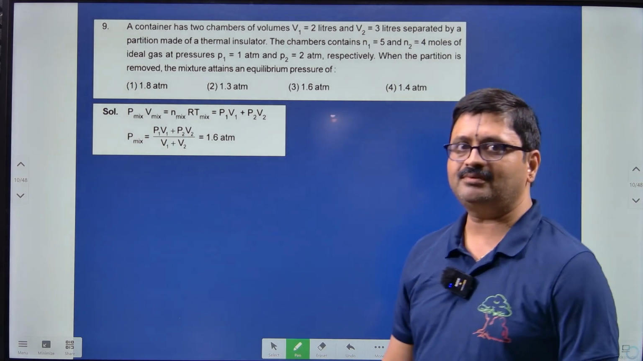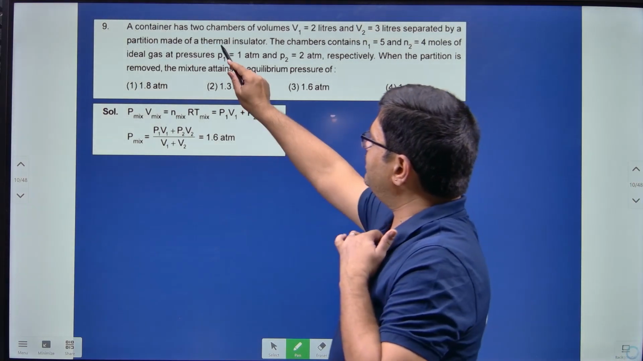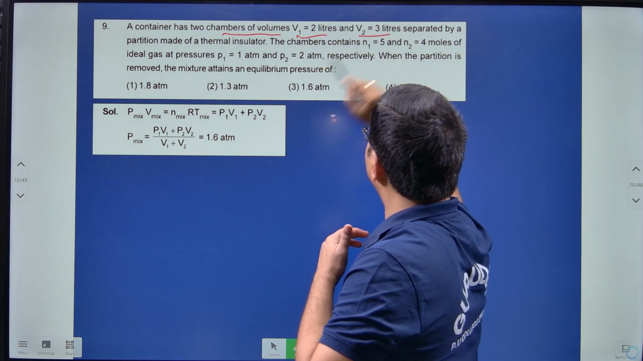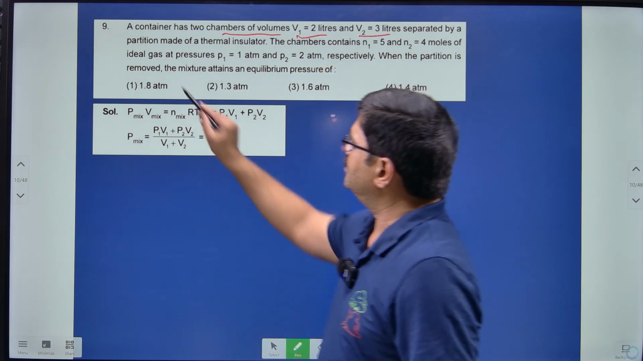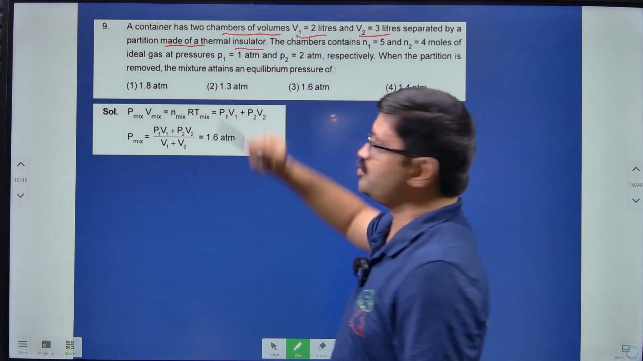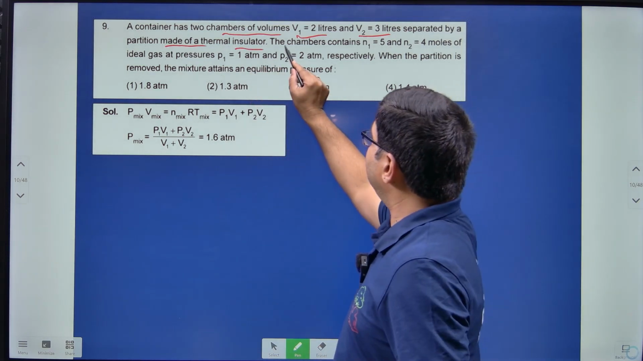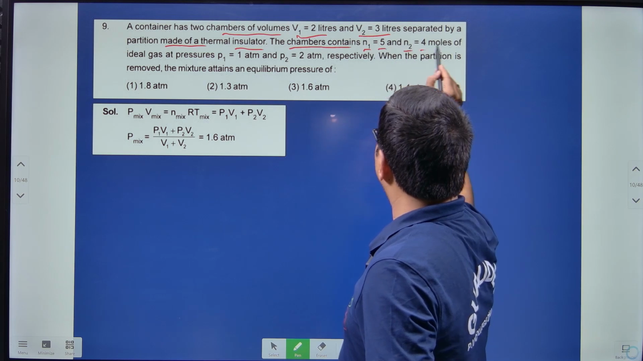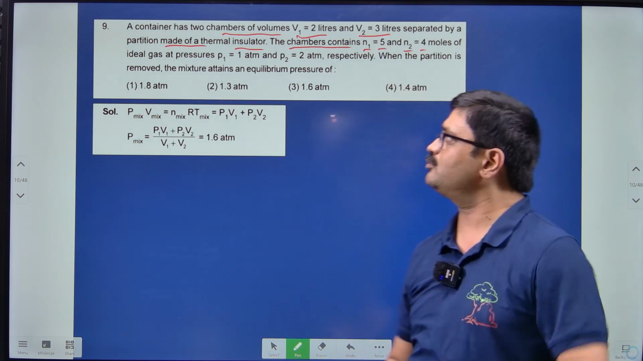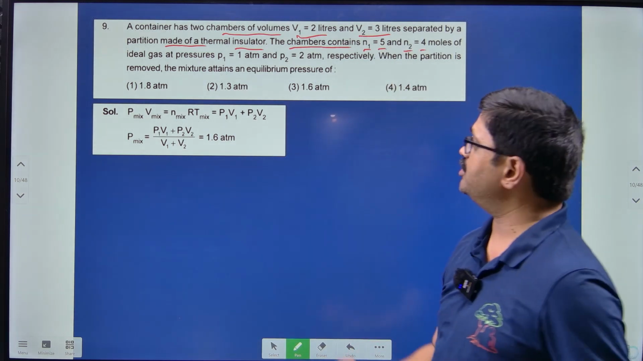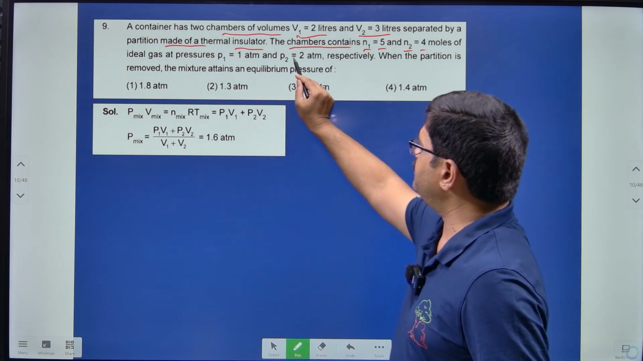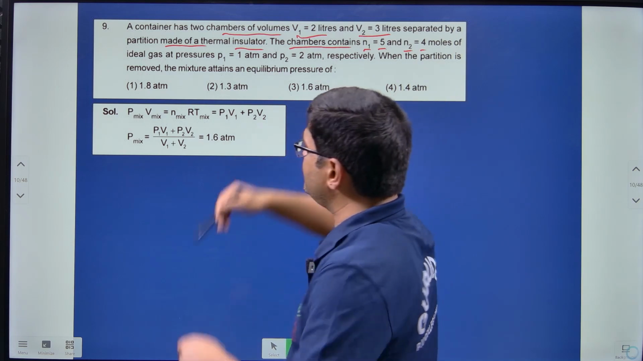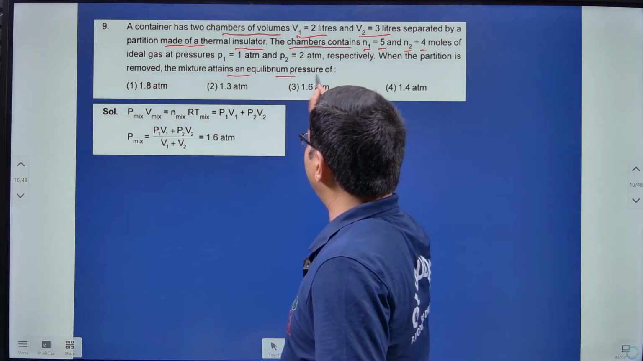Then moving on to the 9th question. A container has two chambers of volumes V1 equal to 2 liter and V2 equal to 3 liter, separated by a partition made of thermal insulator. The chambers contain N1 equal to 5 moles and N2 equal to 4 moles of ideal gas at pressures P1 equal to 1 atmosphere and P2 equal to 2 atmosphere. When the partition is removed, the mixture attains an equilibrium pressure of how much?